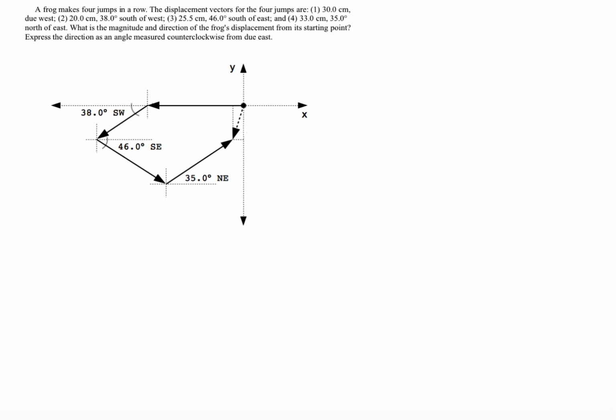Now I've come up with a sketch of this frog's path of motion that I created with 4 displacement vectors, which could be labeled as delta R1, delta R2, delta R3, and delta R4. In the end, what we have is what would be called delta R total.